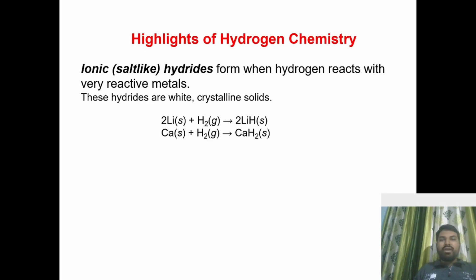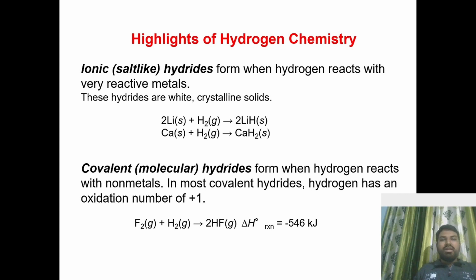Now, highlights of hydrogen chemistry: ionic hydrides form when hydrogen reacts with very reactive metals. These hydrides are white crystalline solids. See, this is lithium, a metal in solid state. Hydrogen is gaseous. It forms 2LiH, which means lithium hydride, in solid state. This is calcium and hydrogen gas, which forms calcium hydride, in solid state.